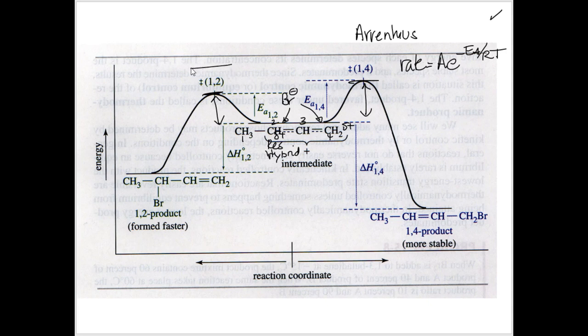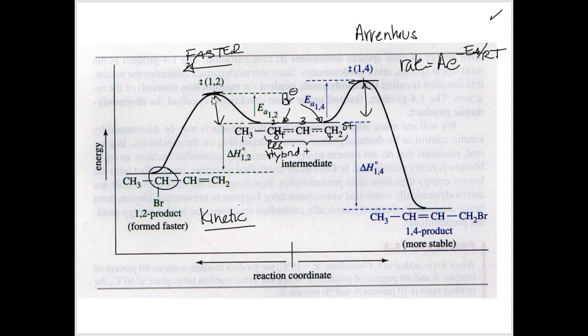If you said that it would go over the left activation energy faster, you would be correct. Why? Lower activation energy, rates faster when the activation energy is lower. Bigger activation energy, slower. So in this case, the first formed product is going to be the 1,2 product, where we add the nucleophile to the more stable carbocation, because the more stable carbocation has more delta positive charge and a lower activation energy, a lower transition state energy. Okay. So this is what we would call the kinetic product. It's the product that's going to be formed faster.